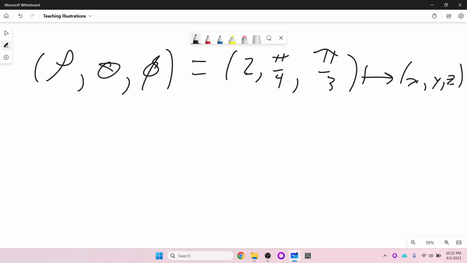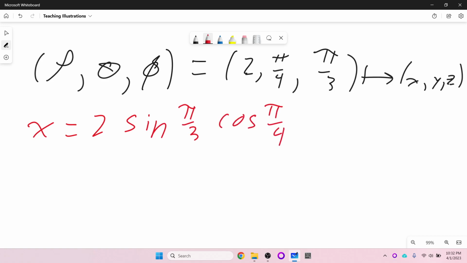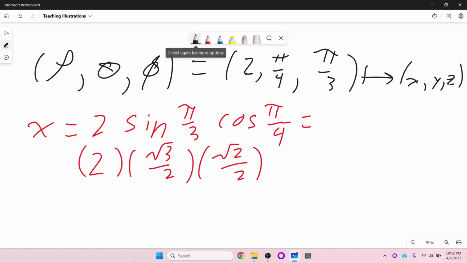Well, we can really just do it by plugging into the formulas. X would be 2 sine pi thirds cosine pi fourths. And you may have noticed that the x and y both have the cosine theta and sine theta, the same as they did back in 2 dimensions. So that becomes 2 times root 3 over 2 times root 2 over 2. So that gives us root 6 over 2 is x.